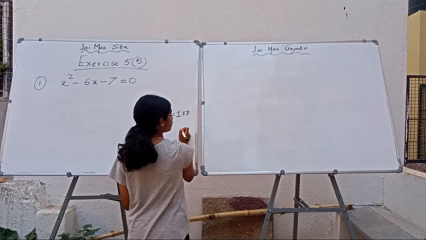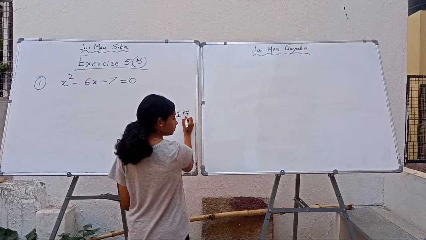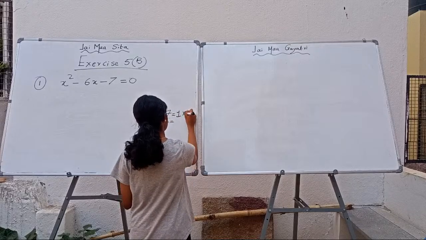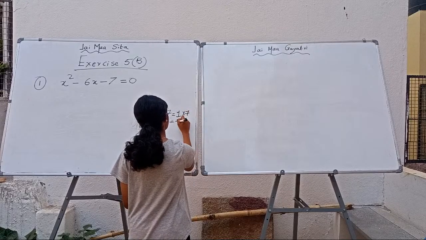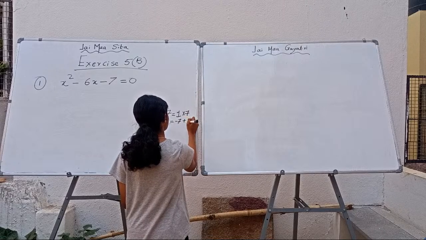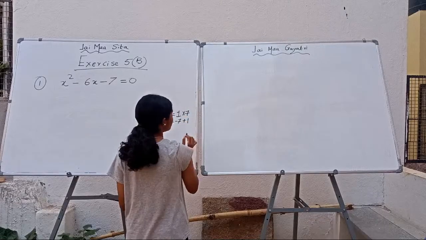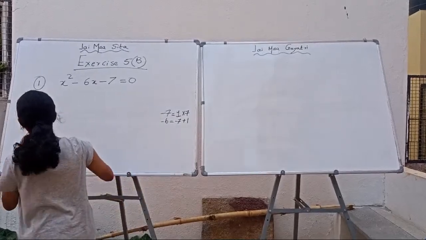Sign is not matching. So what should you do? Minus is okay. Then when you add -7 plus 1, you get -6? Okay, do it. That's it.